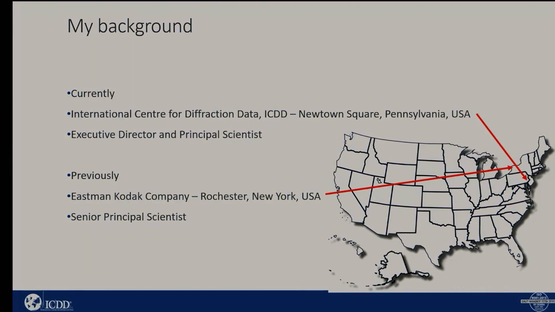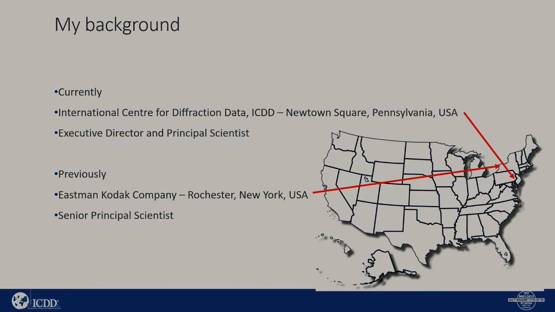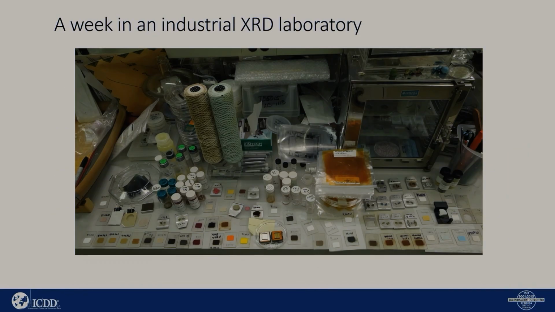All right. So just a little bit for your information, my background. Previously, I was at the Eastman Kodak Company working in the research laboratories in Rochester, New York. That's upstate New York. Currently, I'm at ICDD, where I'm the executive director, principal scientist. And this is what I did when I was at the Eastman Kodak Company. We worked in a research laboratory, but it was an industrial research laboratory. And so our role was to look at new materials, but also to solve problems.